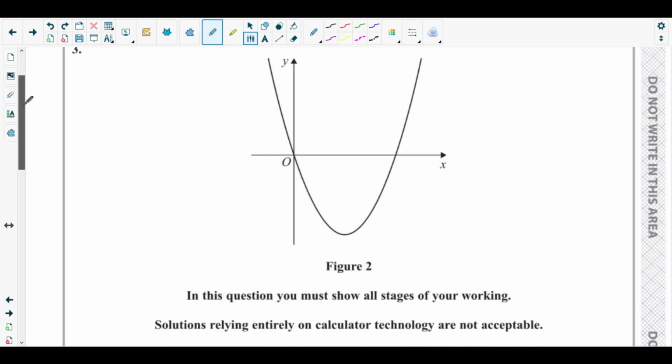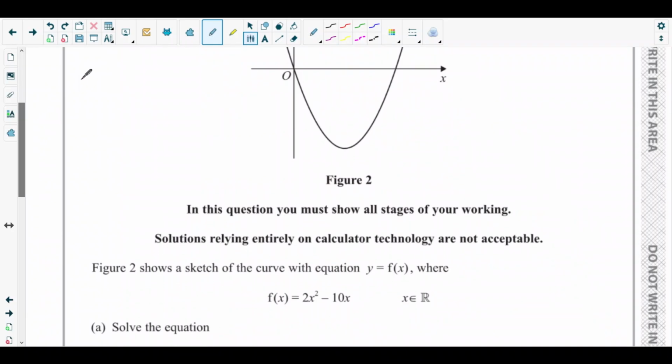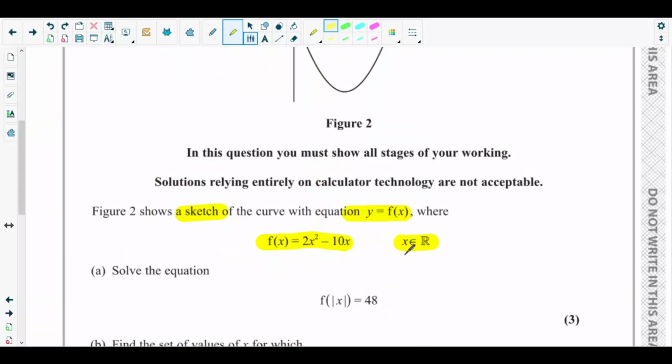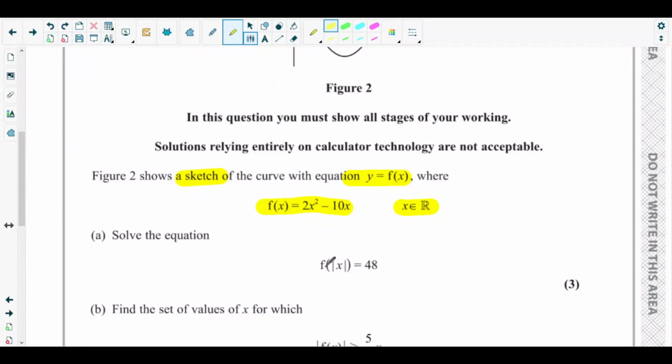Okay. So in this question, figure 2 shows a sketch of the curve with equation y equals f of x, where f of x equals 2x squared minus 10x, where x is an element of the real numbers. This is a quadratic function f of x. Part A is asking to solve the equation f of modulus x equals 48. We need to solve this equation.